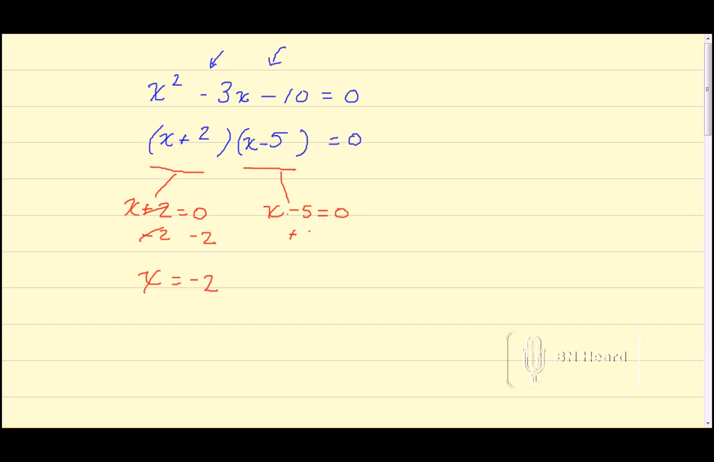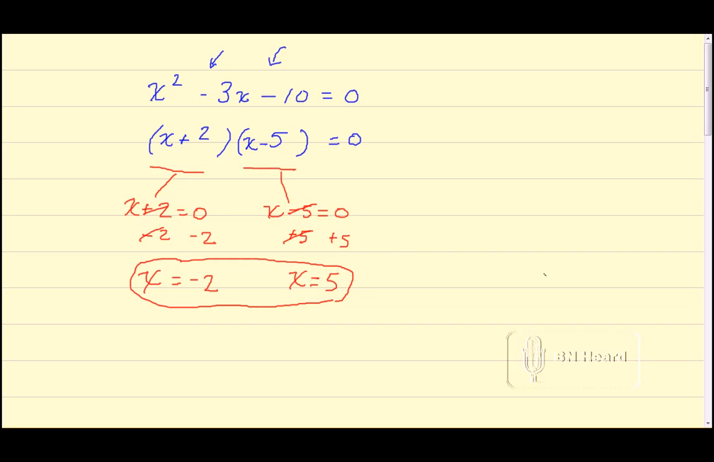Then I'm going to add 5 to both sides here. And of course those will cancel out and I will get x equals 5. And I have two solutions to this problem. X equals negative 2 or x equals positive 5.